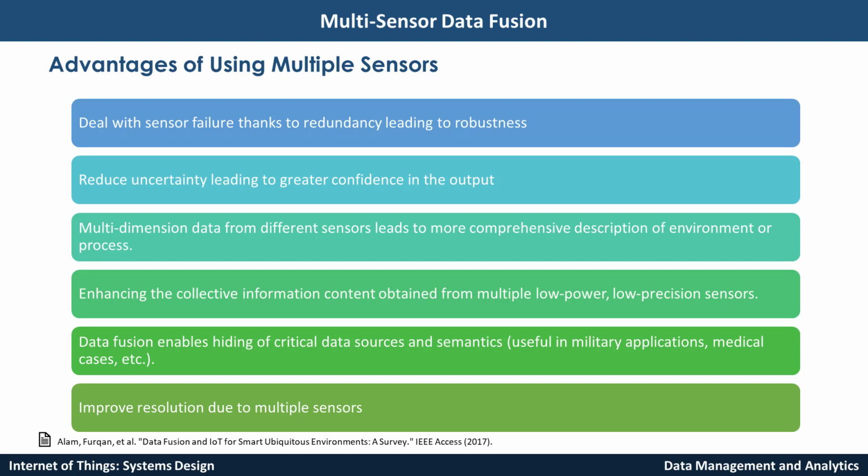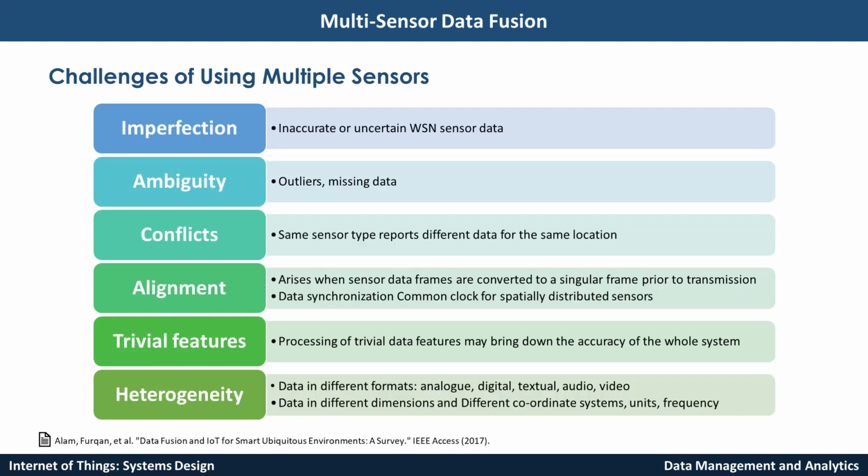If it is a cloud storage, it could get hacked, or it could get leaked, or unnecessary processing could happen. But if you do the data fusion at the earliest point, maybe within the sensor node, then the rest of the data flow has no idea what the data source or the semantics are. So that could be a security or privacy benefit. Finally, multiple sensors also help to improve the resolution, because you can get more data points about a given object or environment. There are significant challenges in using multiple sensors.